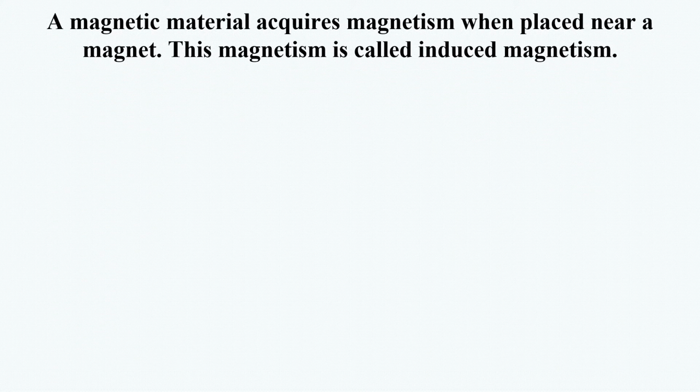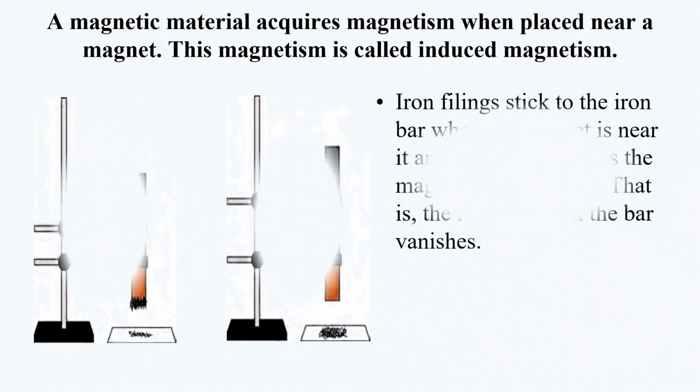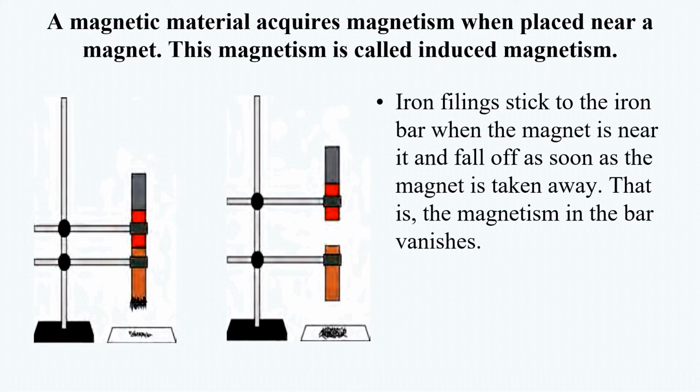The next important property that we have is that a magnetic material acquires magnetism when placed near a magnet. Here in this picture there is a magnet, and the magnet is brought near the iron filings. As we take it closer, the iron filings stick to it. So the iron filings stick to the iron bar when the magnet is near it, and fall off as soon as the magnet is taken away. That is, the magnetism in the bar vanishes.